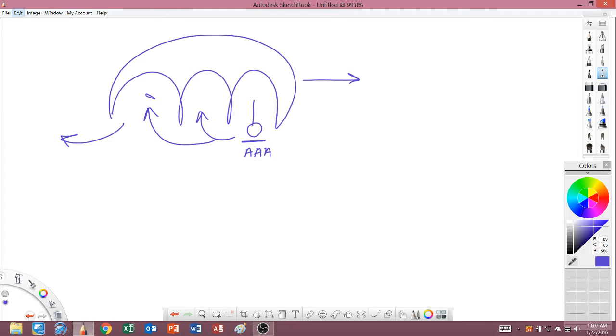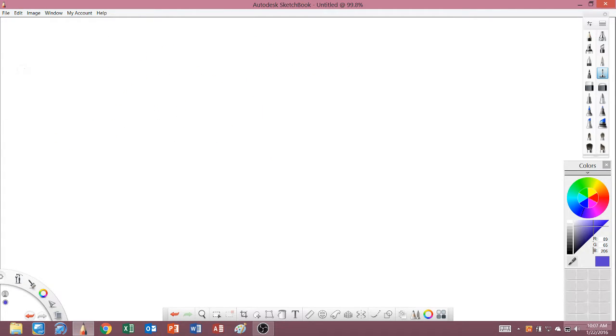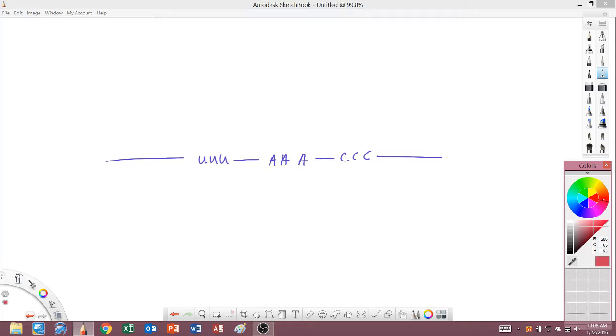I should do it this way. Let's just, for simplicity, think about this sequence. You have U, you have A, and you have C. Now what I have to do is have the tRNA already attached, just to make sense. Although that's not true, everything happens at the same time. Okay?